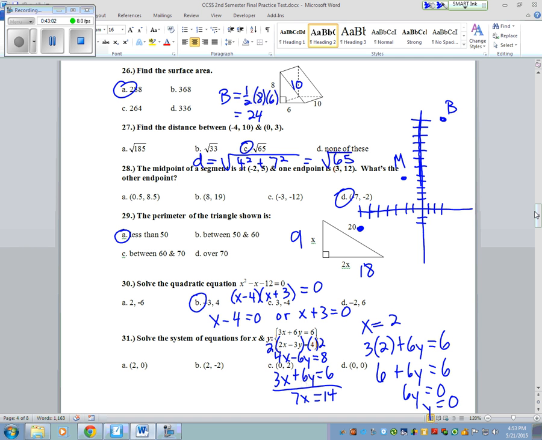You could see it here. I might need to erase this to see it, but do you understand the idea of it's either elimination or substitution? Wait, could I do substitution? You could, but if you were to do substitution, you'd have to solve for either x or y. But when I solve for x, I got negative 7x equals 3.